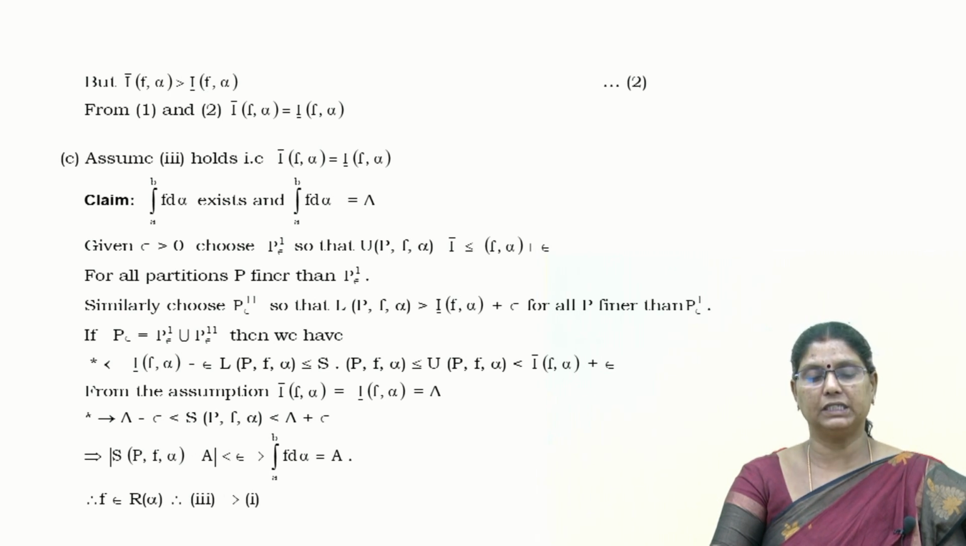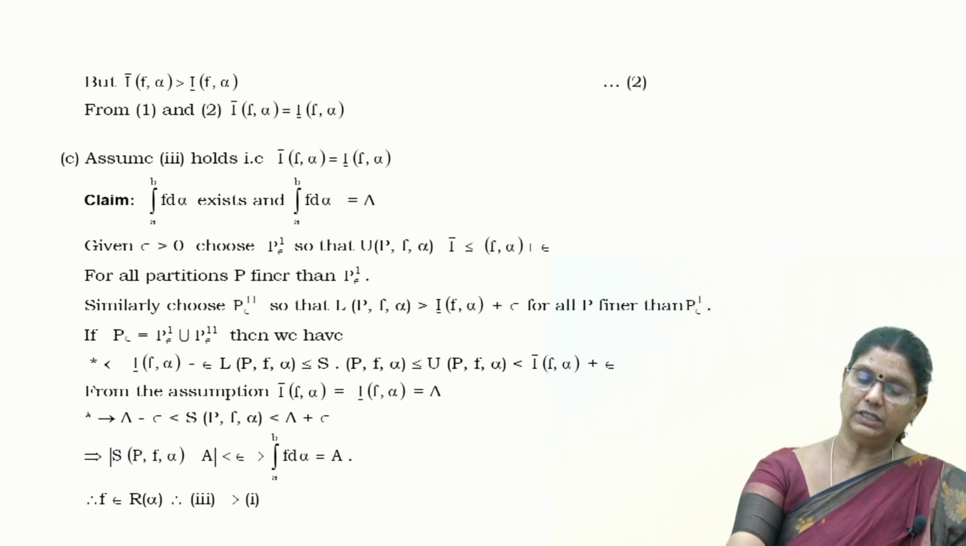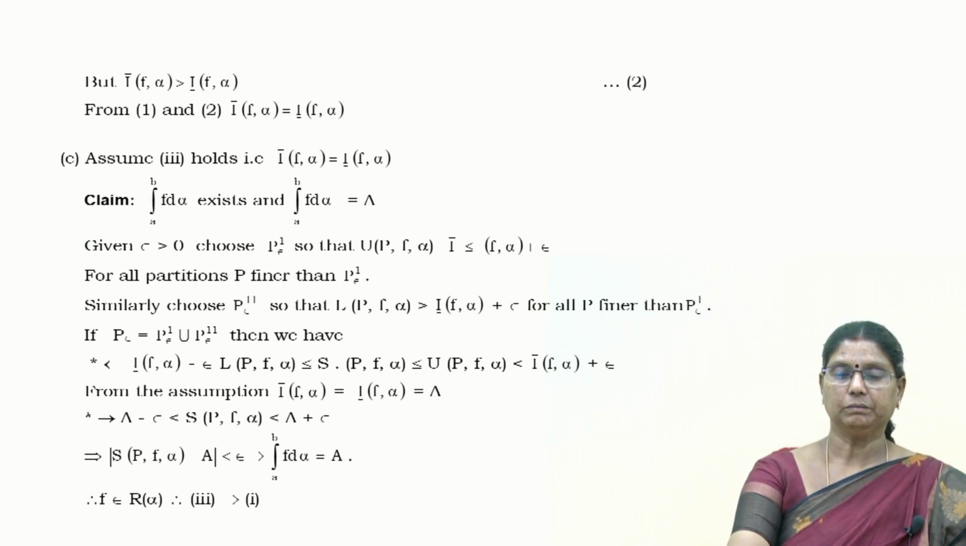Since the partition P_epsilon is P_epsilon' union P_epsilon'', we can write the above. Therefore, from the assumption that the upper integral of f with respect to alpha is equal to the lower integral of f with respect to alpha, equal to A, we get A minus epsilon is less than S(P, f, alpha) is less than A plus epsilon. Thus we can obtain modulus of S(P, f, alpha) minus A is less than epsilon, and hence f belongs to R of alpha. So this shows condition 1 also holds.